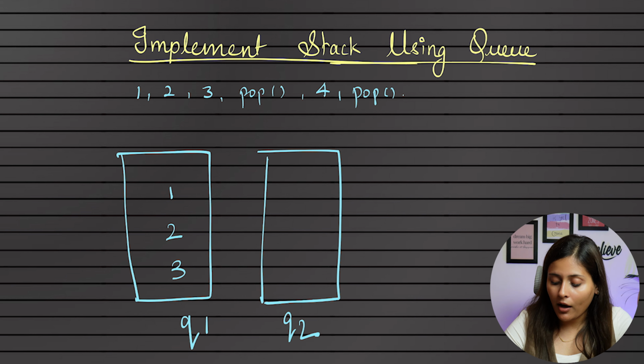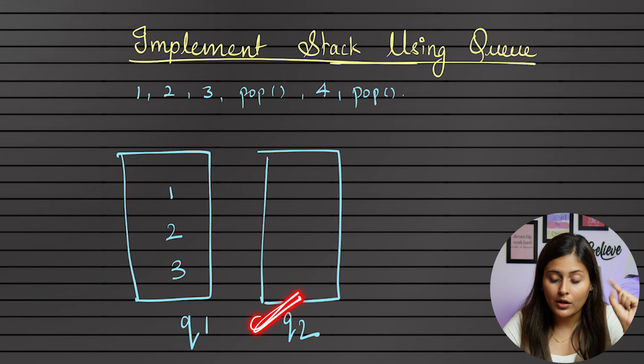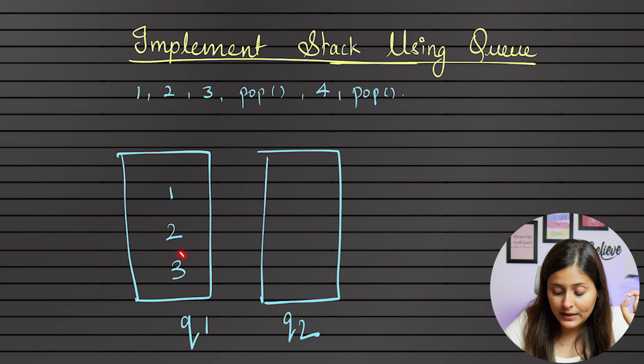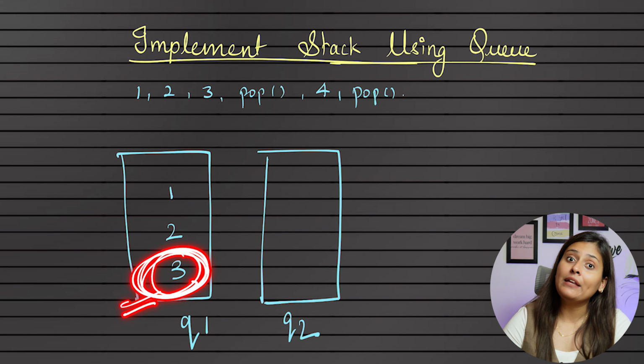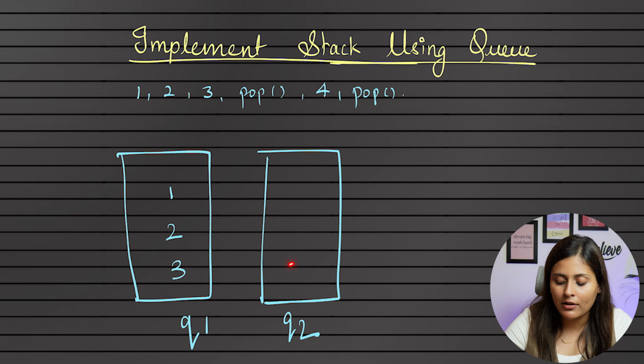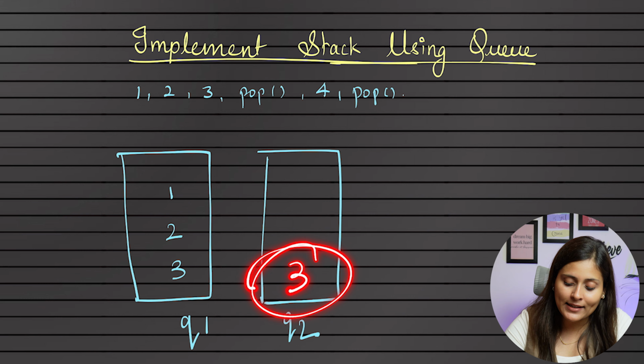So what was the idea? Why do we use the Q2 data structure? Only to keep this 3 on the top. So in the previous one we inserted here so that it will be on top, correct? In this one the idea is very simple.